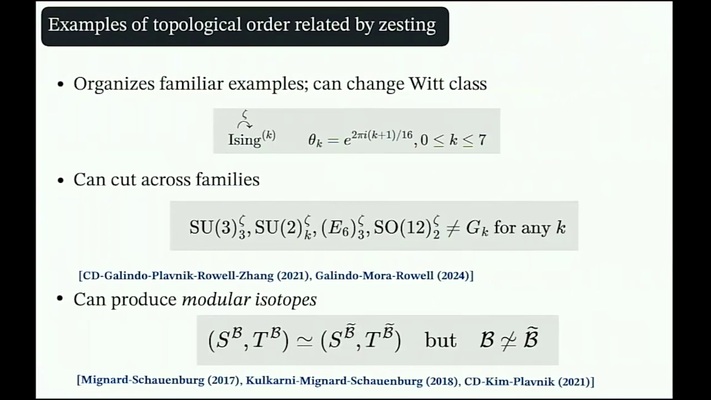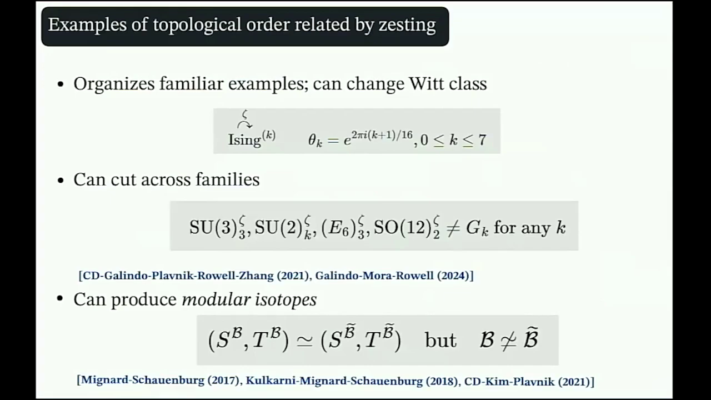So a simple example, something we already kind of take for granted: all these things are basically the same, but they're related in this way, among other ways. But zesting can also do more interesting things. So you can take modular tensor categories that come from representation theory of quantum groups. I can take some Chern-Simons-like thing, I can zest it, and I can get something that is not of that form anymore. It does not come from that kind of family, that kind of theory.